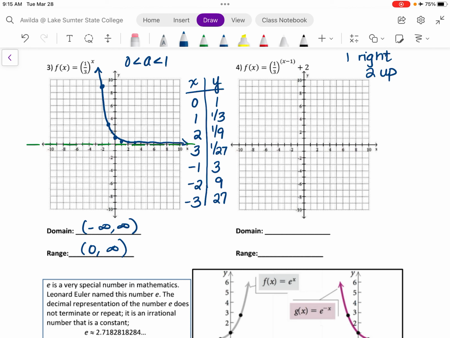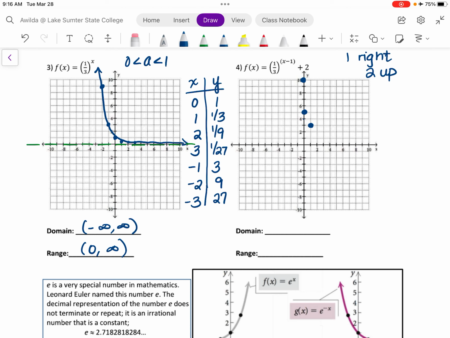Let's start with the point that would have been at (0, 1). If I move that 1 unit to the right and then 2 units up, it lands me right here at (1, 3). The next point that I have for guidance is the point that started out at (-1, 3). So if I go 1 to the right and then 2 up, it puts me right up here. Let's go to the point that started out at (-2, 9). So if I go 1 to the right and then 2 up, it lands me right there.